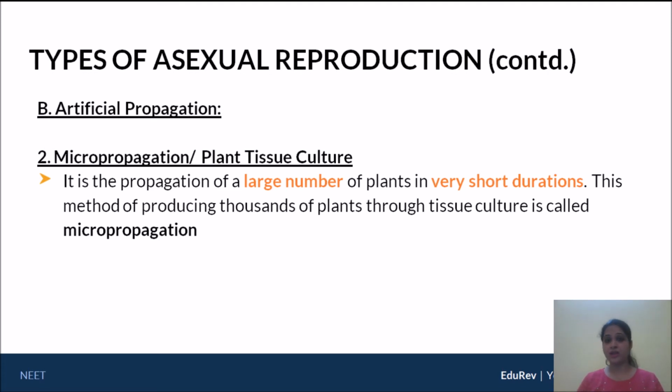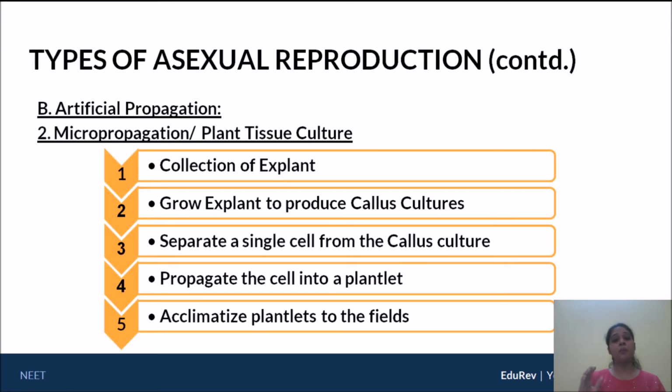Now, let's go into the understanding. Plant tissue culture micropropagation has 5 steps. Let's go through them. Collection of something called the explant, growing of the explant to produce a callus, which we'll understand later, separation of single cells of this callus, propagating the cells into a plant, and finally acclimatization of those plantlets to the field. Now let's go into them one by one.